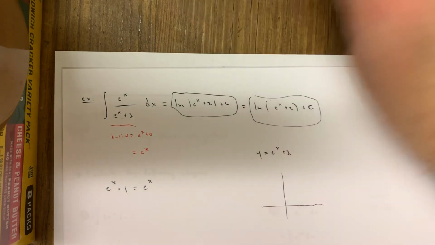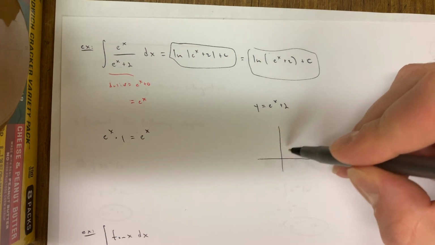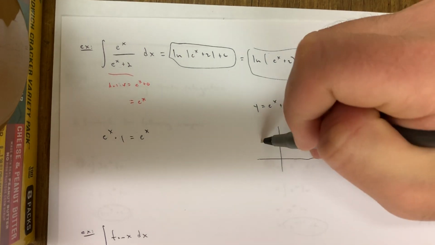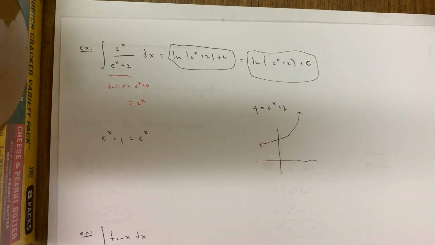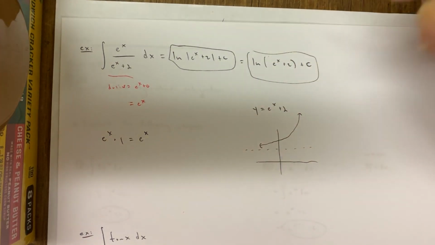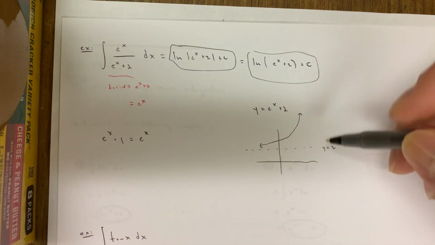We talked about stuff like this. You should know y equals e to the x looks like this, a nice little exponential increase. But now it's shifted up by 2 units, so it looks a little something like that. Really horrible graph that I just drew right there. But the idea is that it has a horizontal asymptote at y equals 2, because normally it'd have a horizontal asymptote at y equals 0.